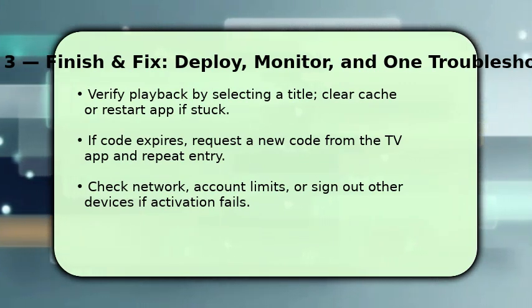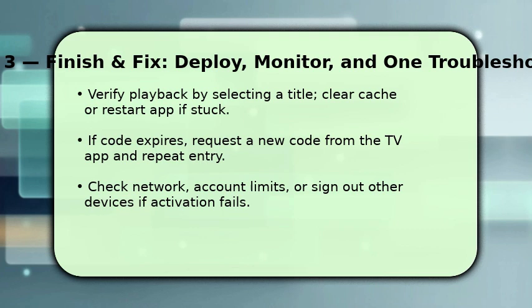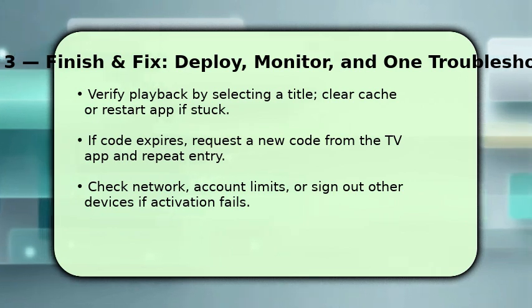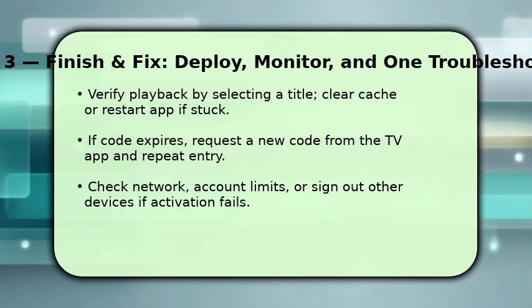If the app does not start, restart the Netflix app or clear its cache because that often resolves stale sessions. If the code expired, request a new one from the TV app and repeat the entry quickly. Codes time out for security. If activation still fails, check your network connection and your account device limit. Sign out other devices if needed.